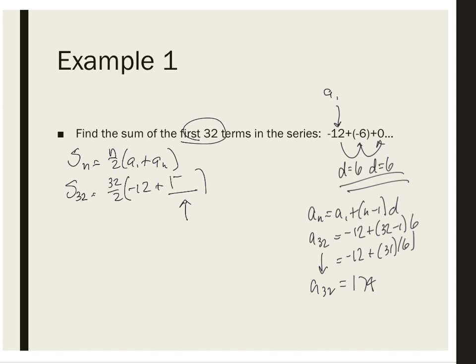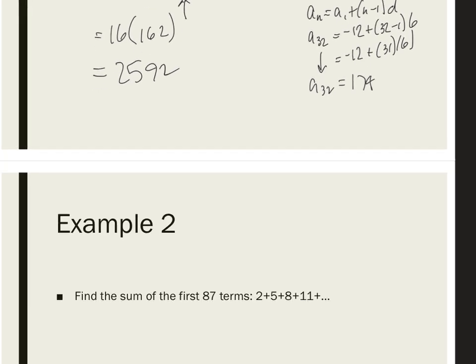So I come over here and I continue finishing out this problem. 32 over 2 is 16. 16 times 162 is 2,592. All right, let's try another one.